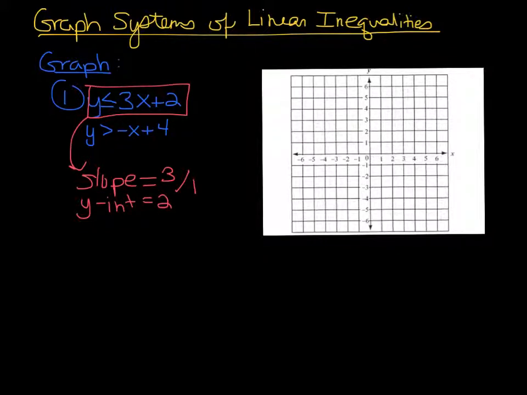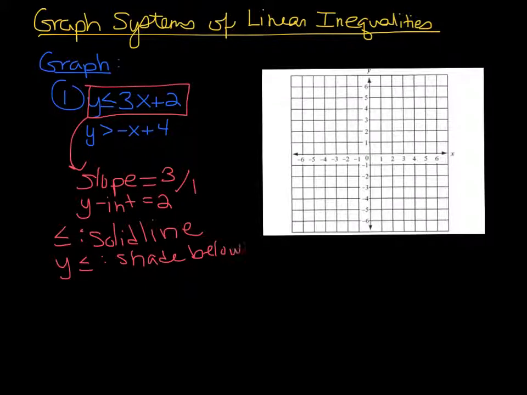So the next important thing I need to know on this one is that because it is less than or equal to, that means I'm going to have a solid line. The other important thing is that I have y is less than or equal to. That means I'm going to shade below the line.